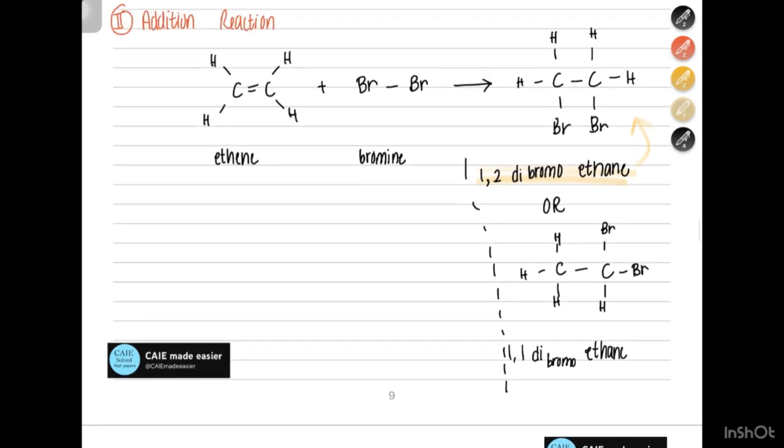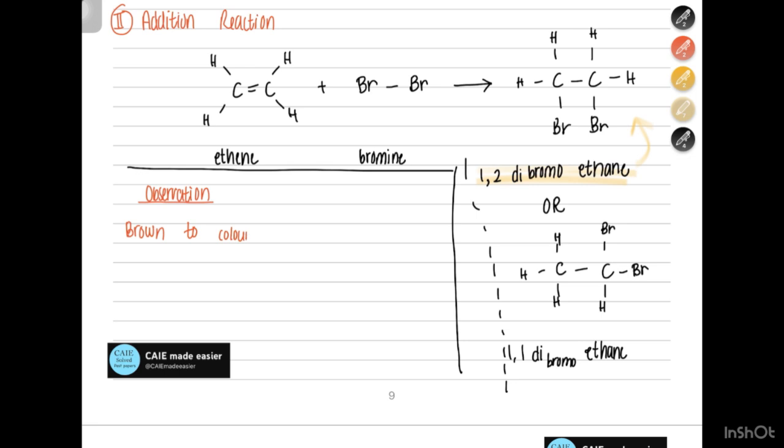Okay, now if they ask us to write some observation of this reaction, what do you think the observation would be? So first, we can say that the color changes from brown to colorless, because bromine gas is brown in color. As it gets used up, the reaction mixture changes from brown to colorless. And this is on a visual level.